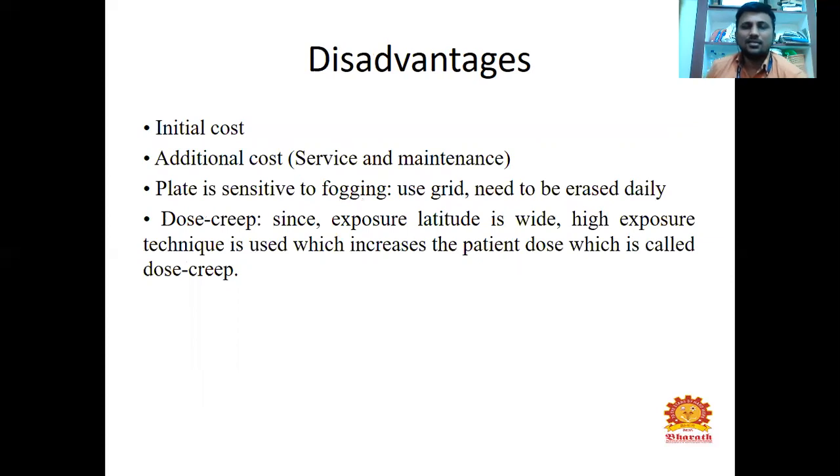The disadvantages of the CR system: the initial cost is so high, and additional costs are also created because service and maintenance will be high. The plate is sensitive to fogging. Used grids need to be erased daily. Since exposure latitude is wide, high exposure techniques are used, which increase the patient dose, which is called dose creep.